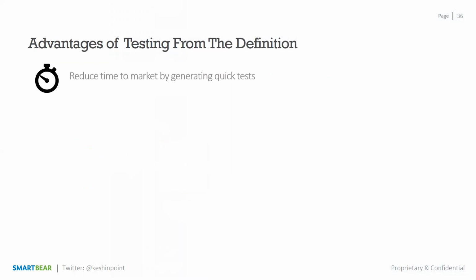One, again, reduces time to market by generating quick tests, and really helps you minimize confusion between the development and the testing process, because you can merge those two processes together. You can tie it back really effectively by refactoring different changes.